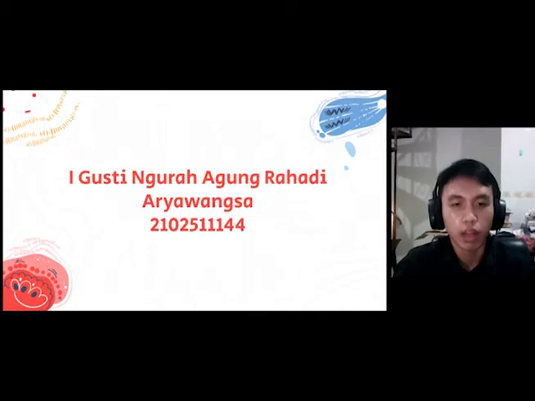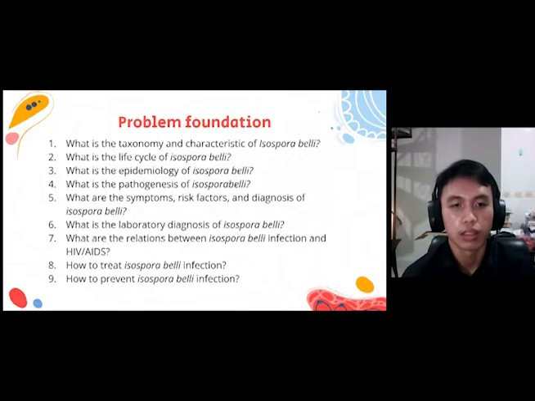My name is Gusti Rahadi Aryawangsa, and my last three-digit number is 144. So I will explain the problem foundation of this topic. So the problems are: what is the taxonomy, characteristic, life cycle, epidemiology, pathogenesis, symptoms, risk factors, and diagnosis of Isospora belli? What is the laboratory diagnosis of Isospora belli?